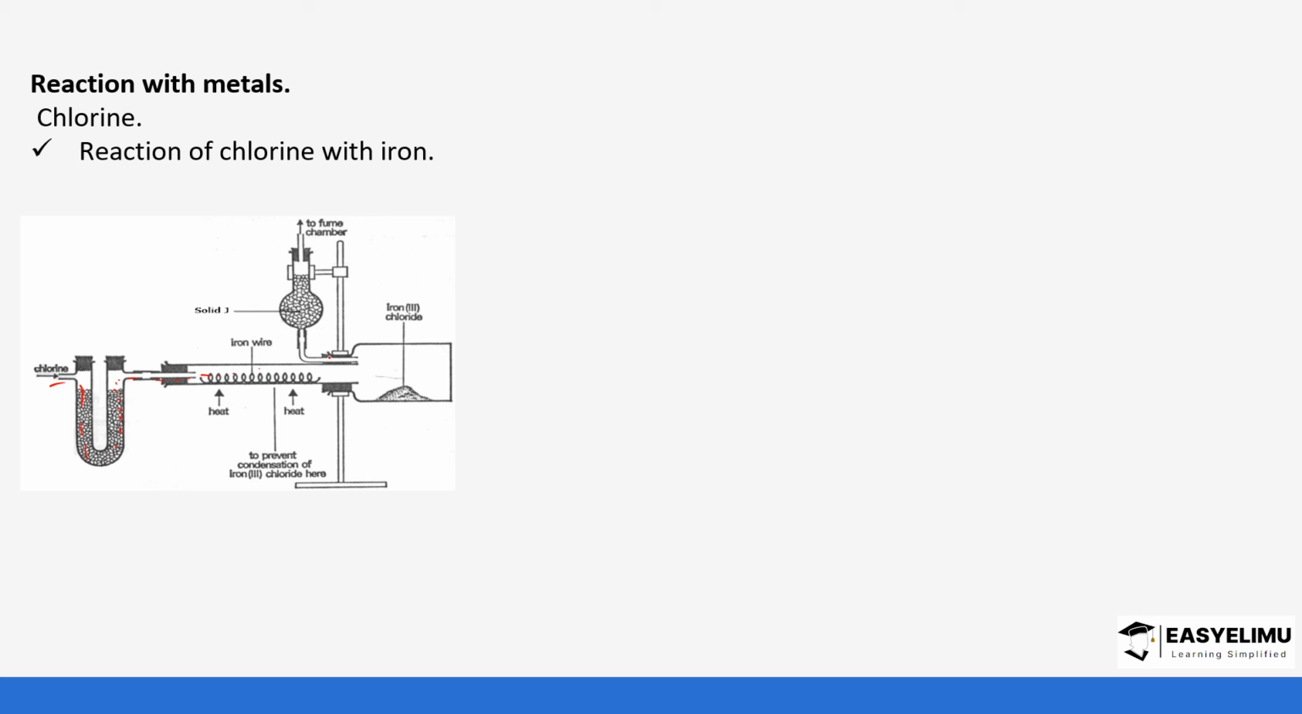You can see there is another tube containing solid J. We call this one calcium oxide. We are going to see the uses of this calcium oxide later, and then to the fume chamber, because we do not want the chlorine gas to go to the atmosphere. So the experiment should be done in a fume chamber.